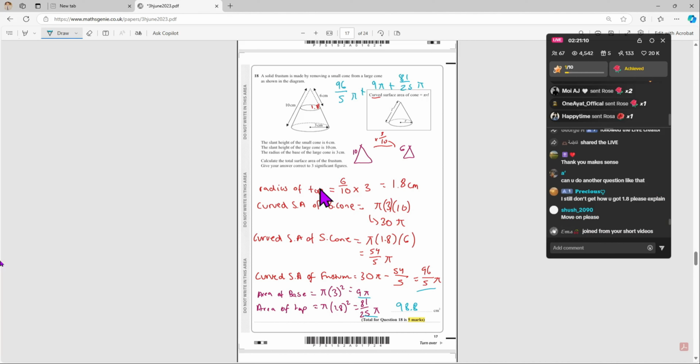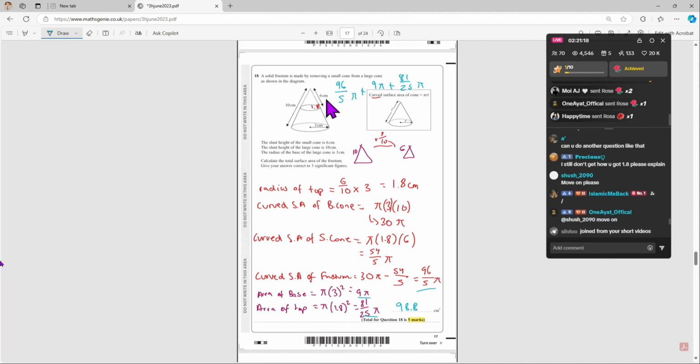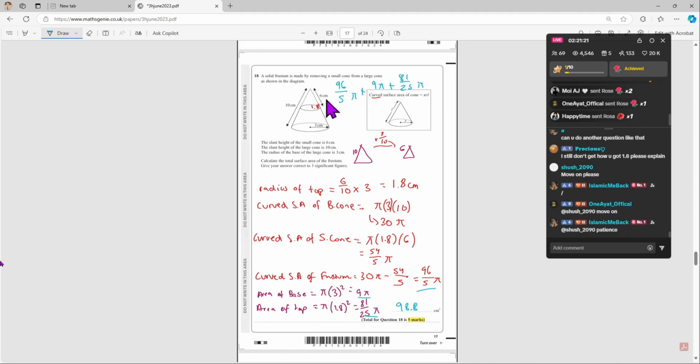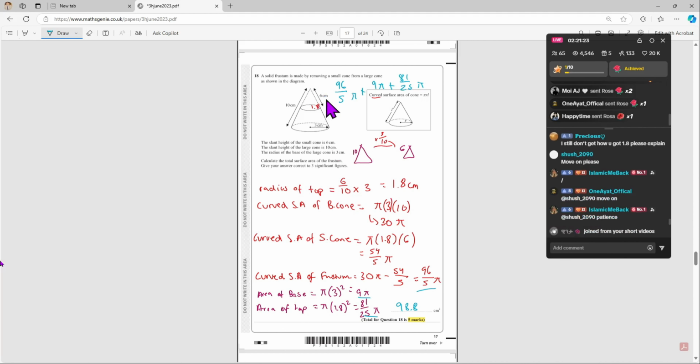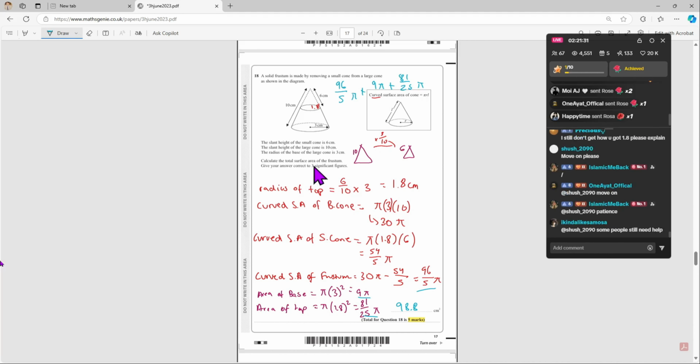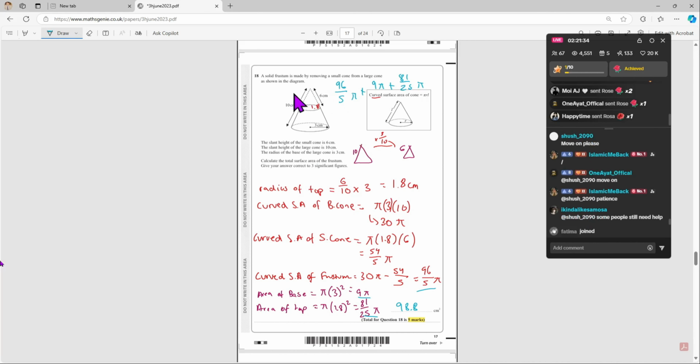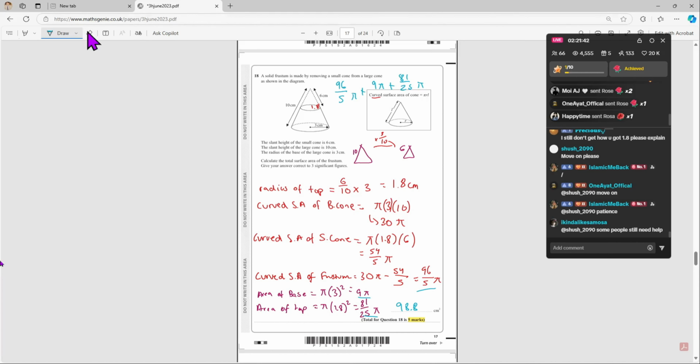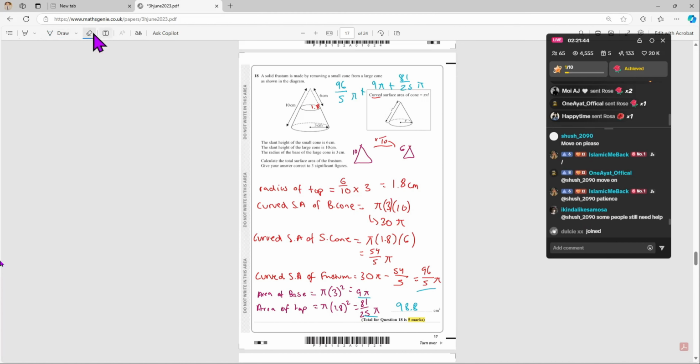If you still don't get how I got 1.8: the slanted height of our big cone is 10, as you can see. The slanted height of our small cone is 6. To get from 10 to 6, you times by 6 over 10, as I showed you over here. Now to get from the radius of 3 to the radius of our small cone, you times by 6 over 10 as well. Okay, this is supposed to be 6 over here, 6 over 10, okay?